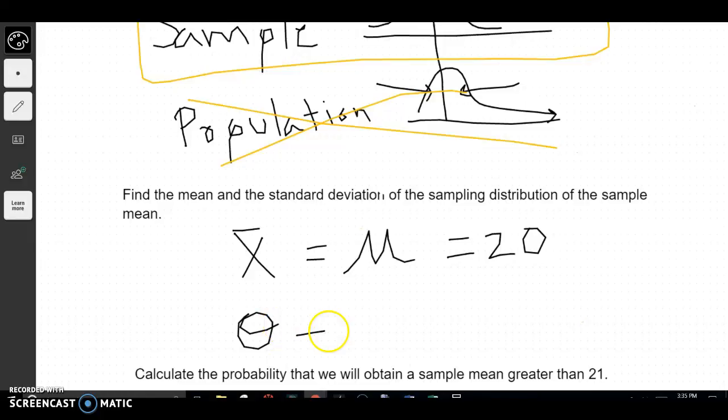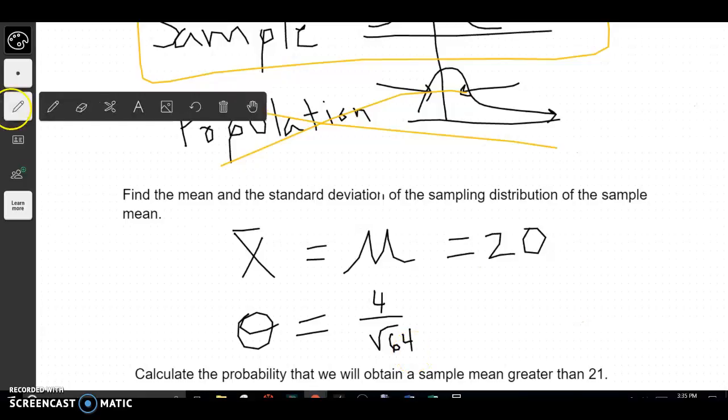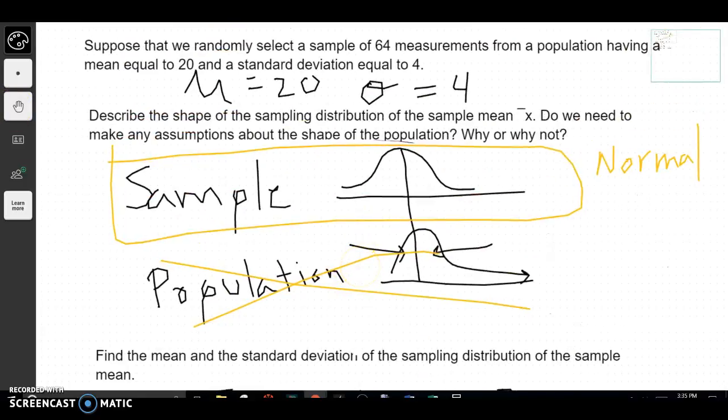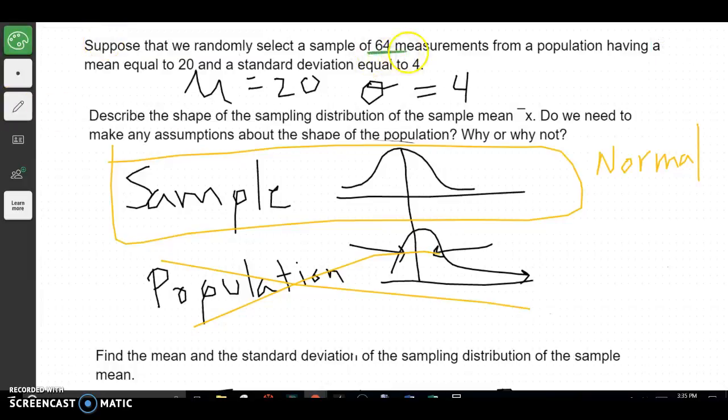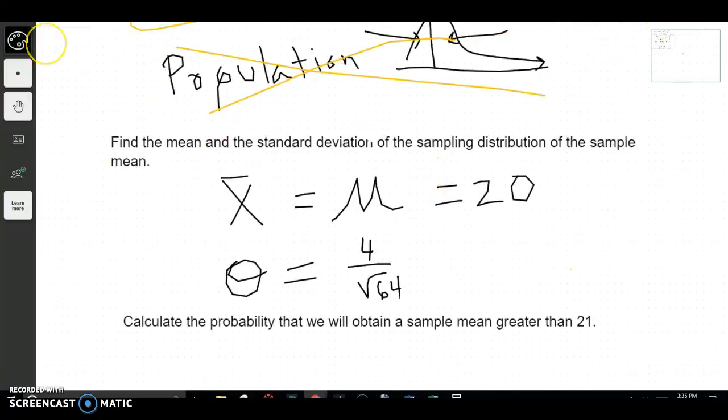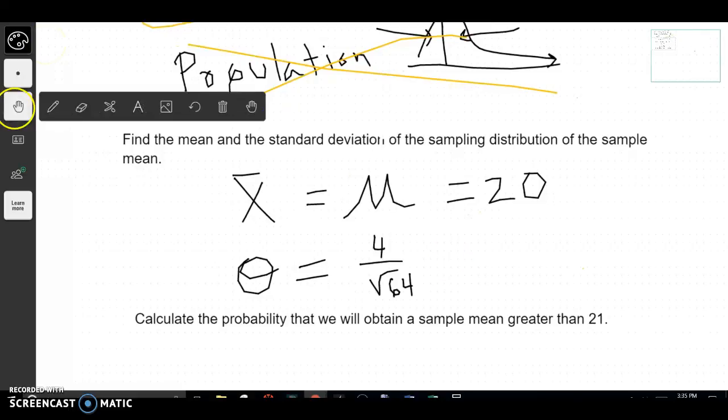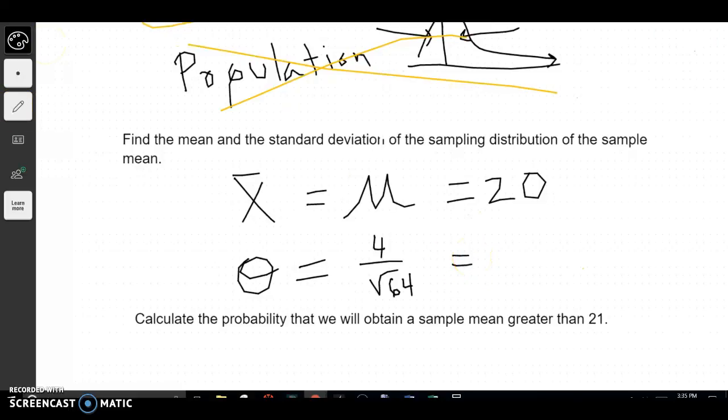And the standard deviation of this should be the actual standard deviation, which was 4, divided by the square root of the number we took. We took 64, if I remember right. Yep. So our standard deviation was 4, and we took 64 different measurements, so that is the n. That means our standard deviation should be 4 over 8, which gives us 0.5.